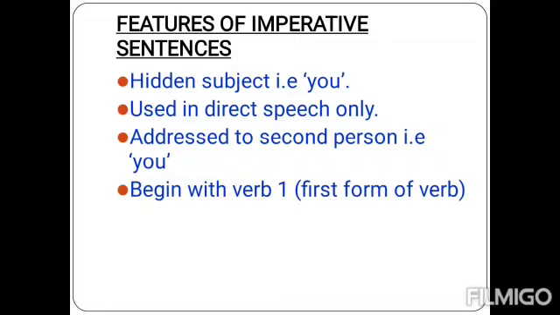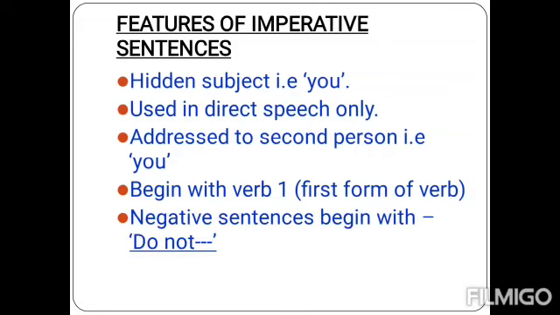Very important identification: all imperative sentences begin with the first form of verb. And the negative sentences begin with do not.